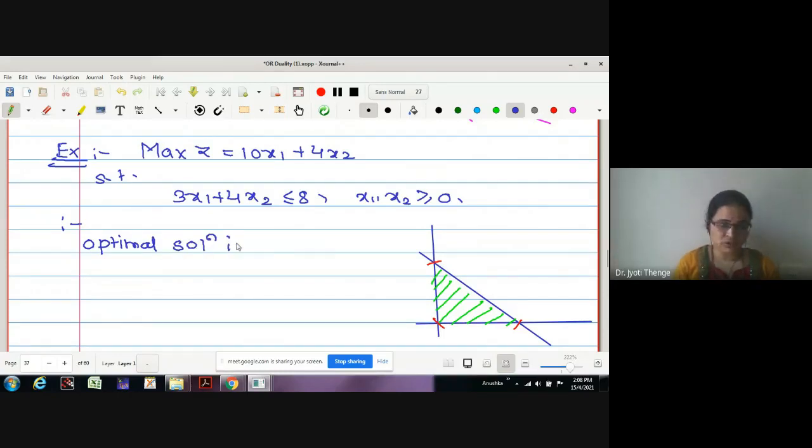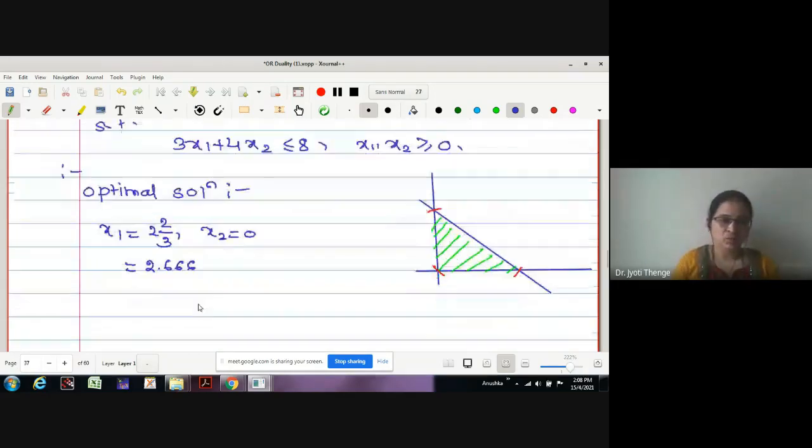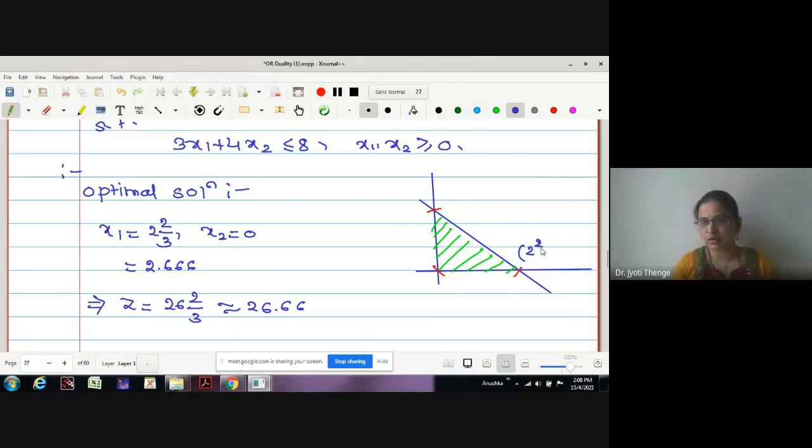The optimum solution is x1 equals 2 2/3 and x2 equals 0. 2 2/3 means approximately 2.66. The value of z we have obtained is 26 2/3, approximately 26.66. The point is (2 2/3, 0), with the y coordinate 0, therefore the solution will be on the x axis, at the points O, A and B.